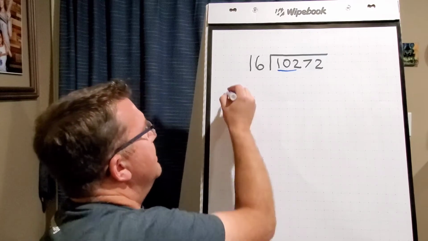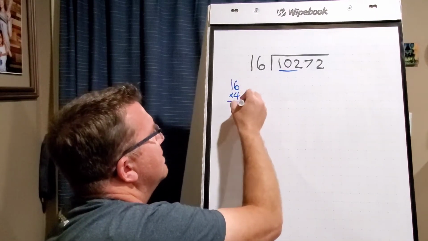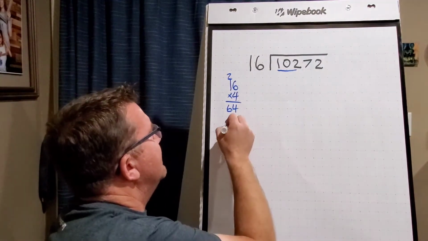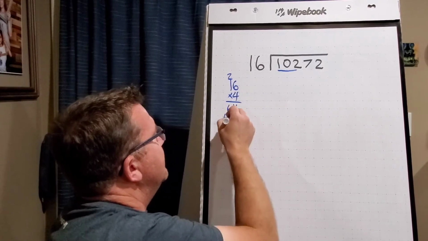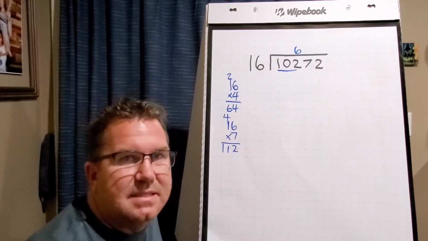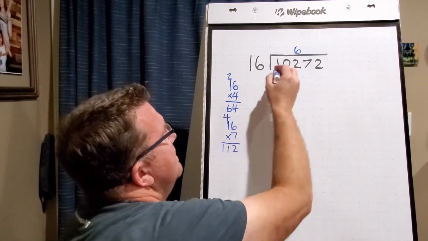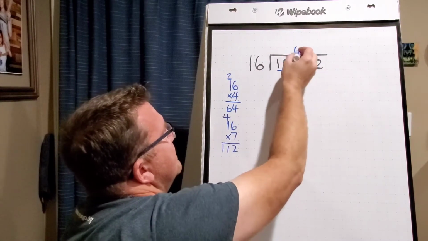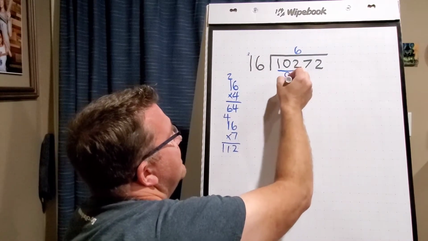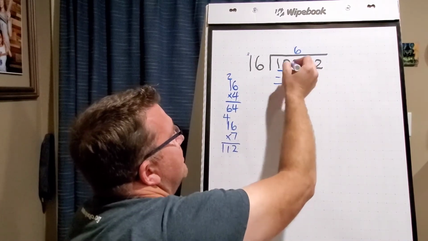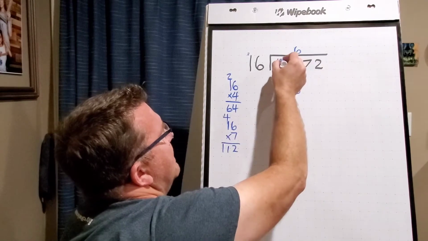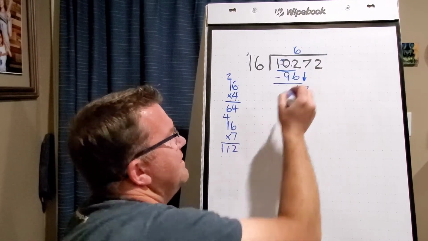So I remember going on the search where 16 times 4 is 64. So it's got to be bigger than that. So let me try 16 times 7, which is 112. That's too big. Therefore, it has to be 16 times 6. So 16 times 6: 6 times 6 is 36. 6 times 1 is 6 plus the 3 that I carried gives me 9. And then we subtract. And let's see here, I get 6 and that is a 9. So bring down my 7. And then we repeat the process.